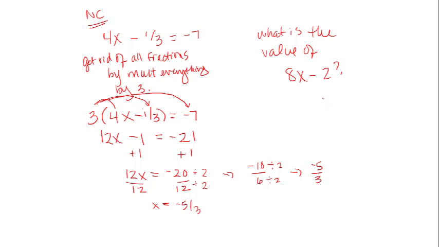Now, before we go on and actually answer the real question, let's double check that this is right. So we go back to the original problem. So the original problem is 4x minus a third is equal to negative 7. So we're going to go 4 times negative 5/3 minus a third, and we're wondering if that's going to equal negative 7. So we're going to multiply the top here. So that's negative 20 over 3.